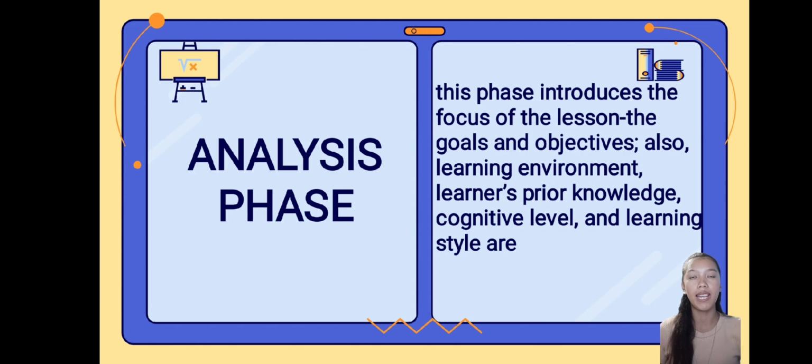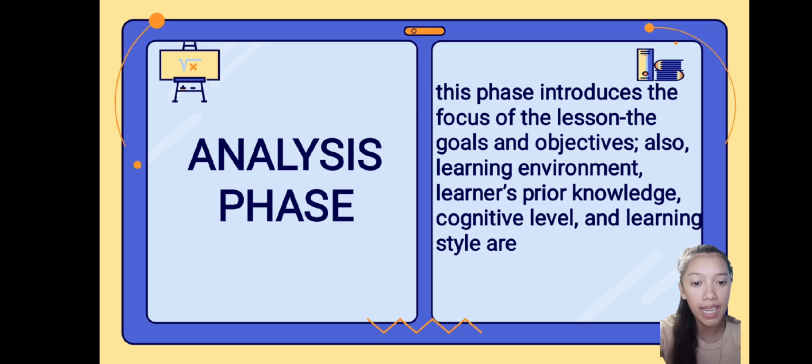The first one is the analysis phase. This phase introduces the focus of the lesson, the goals and the objectives, also the learning environment, the learner's prior knowledge and cognitive level, and also the learning style. The analysis phase of the ADDIE model serves as the investigative prelude that informs, first of all, whether the program of instruction is needed, and then if so, what outcome the program should produce.